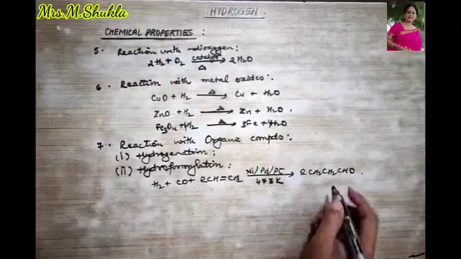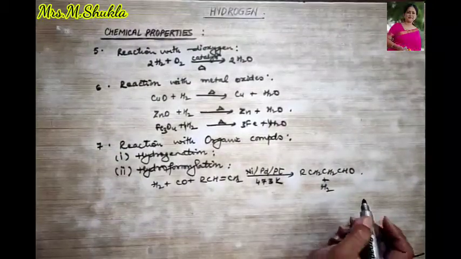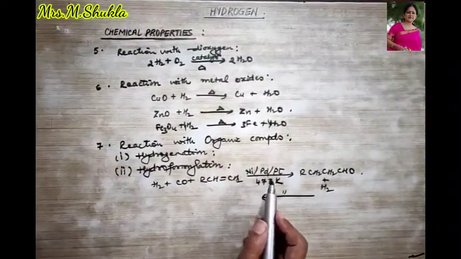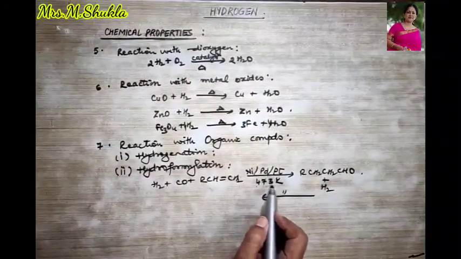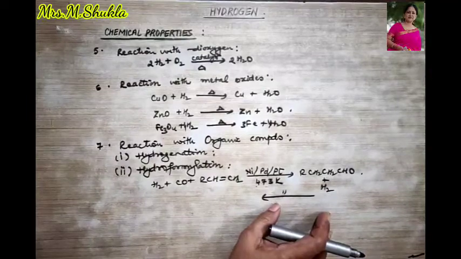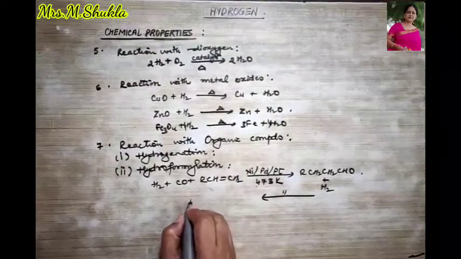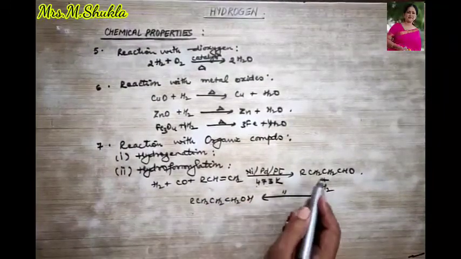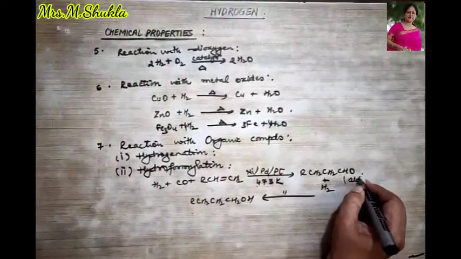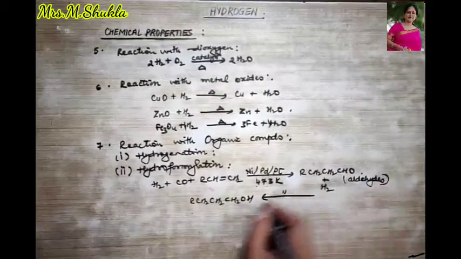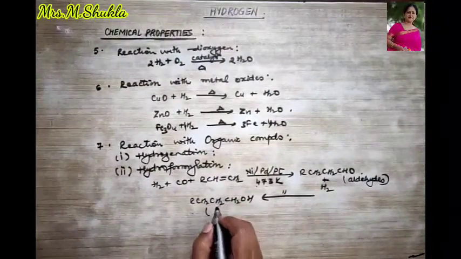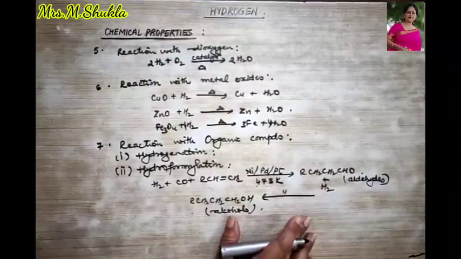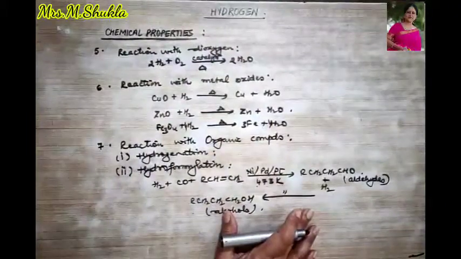So firstly it is going to form an aldehyde, that is RCH2CH2CHO. Further, when this is treated with more hydrogen, and then once again in the presence of that same nickel, palladium and platinum at 473 Kelvin, now what is it going to give us? It will give us alcohol. So that is RCH2CH2CH2OH. Clear? So first it gives us aldehydes, and then on further treating with hydrogen under similar conditions it will give us alcohols. Okay, so with this we finish off all the chemical properties of hydrogen.